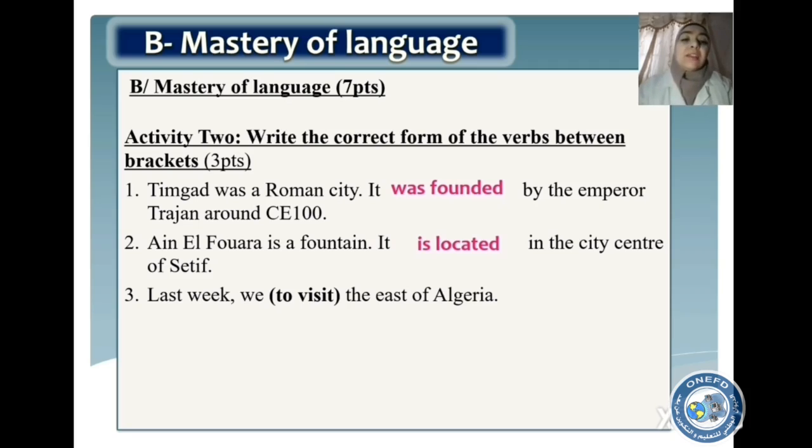Last week, the verb to visit, the east of Algeria here. Look, last week. Which tense is this? It's the past, of course. Past simple. We visited the east of Algeria. 3 points. Mark and count your marks.